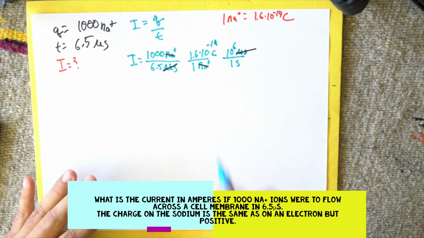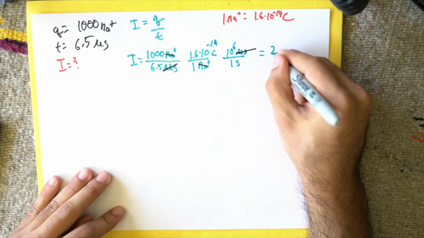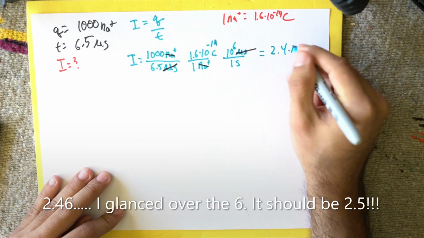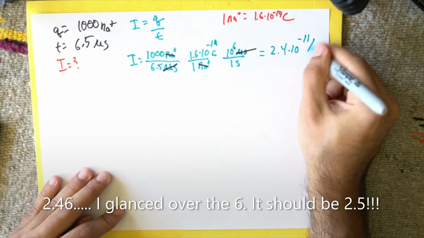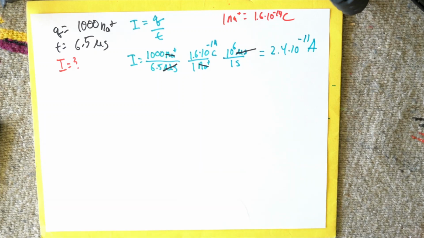Now, when you plug this in and you do it correctly, if you round to the 10th place, this should be 2.4 times 10 to the negative 11 amps. Perfect. On to the next tricky problem.